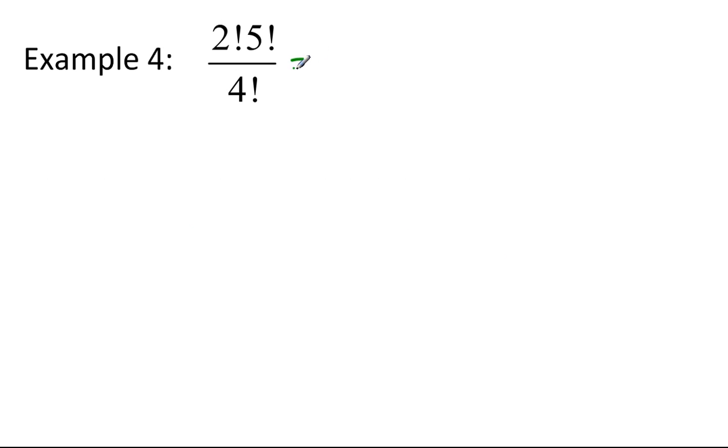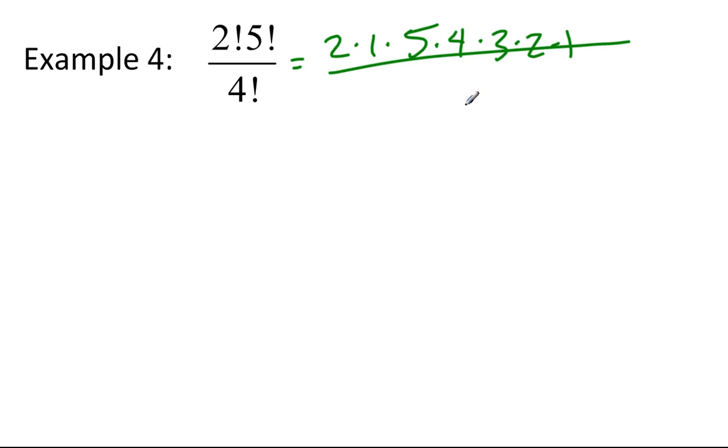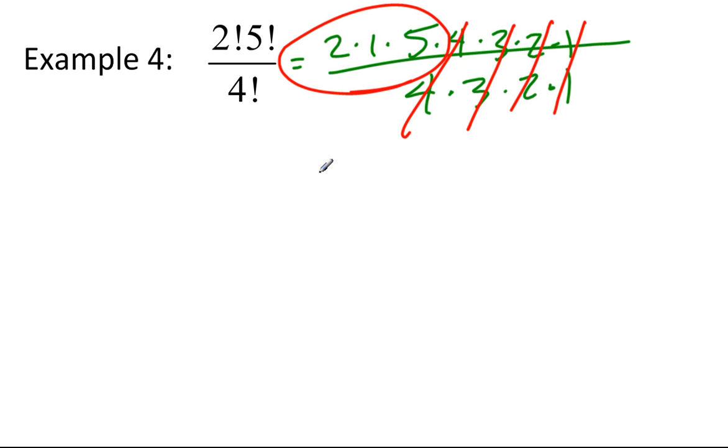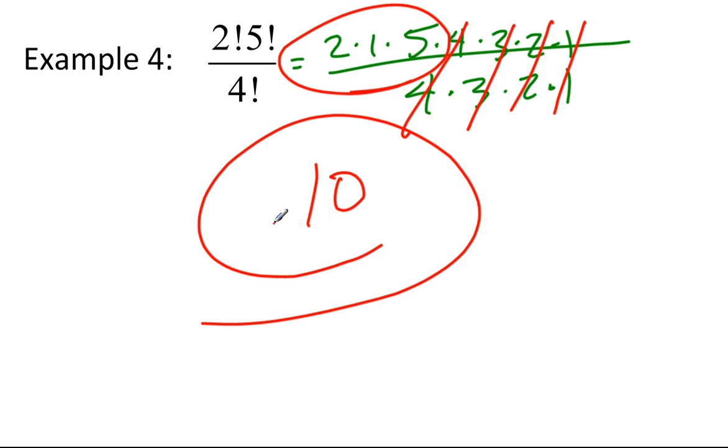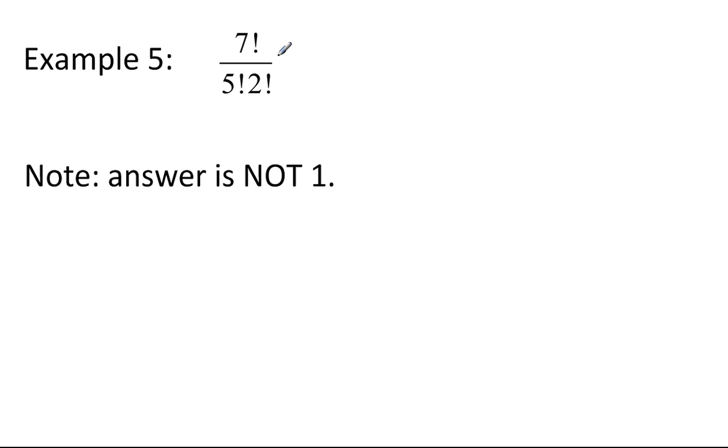Alright. So let's multiply it all out here. 2 times 1 times 5 times 4 times 3 times 2 times 1, all over 4 times 3 times 2 times 1. Alright, so I got a 4 over a 4, a 3, a 2, and a 1. That leaves me with 2 times 1 times 5 is 10. Nice. We don't go adding these things.